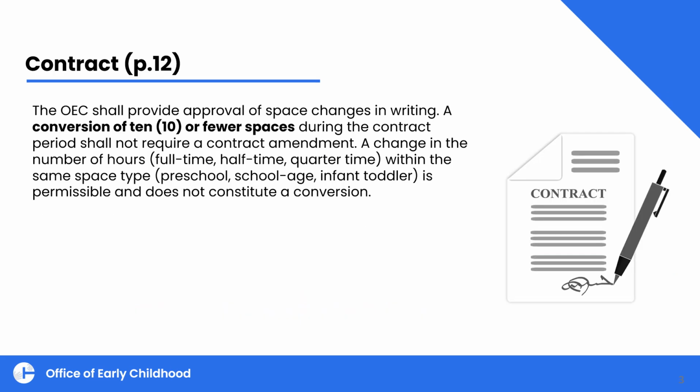In your contract on page 12, space changes are addressed. The OEC shall provide approval of space changes in writing. A conversion of 10 or fewer spaces during the contract period shall not require a contract amendment. A change in the number of hours, full-time, half-time, or quarter-time within the same space type, preschool, school age, or infant toddler, is permissible and does not constitute a conversion.